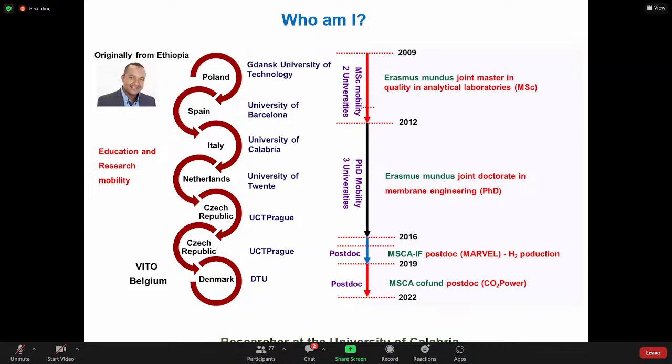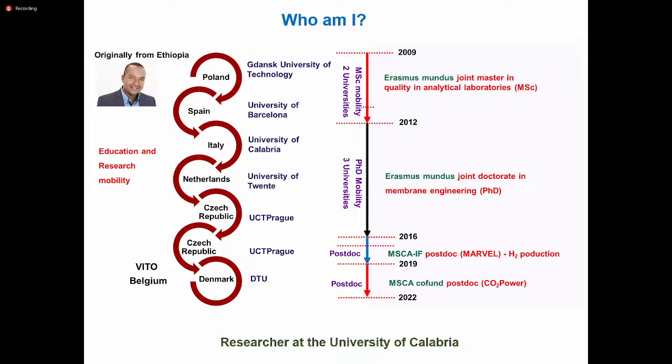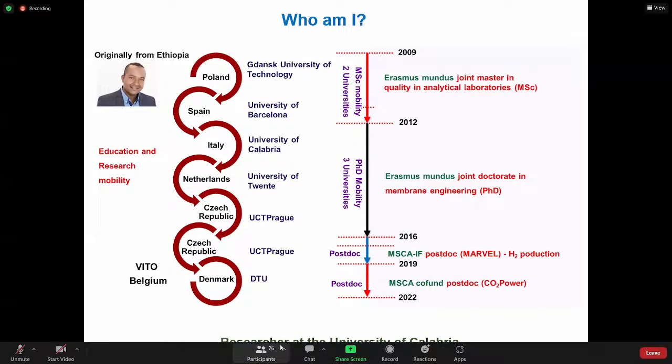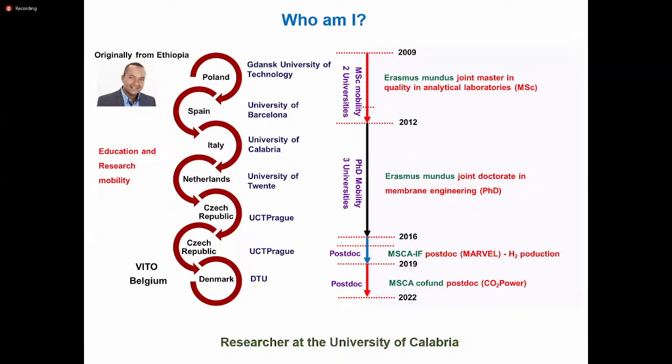So an introduction has been given about me. My background is chemistry and my PhD is chemical engineering, an Erasmus Mundus Doctorate in Membrane Engineering. As you can see, I have traveled in many European countries for research and study purposes. Recently I was in Denmark. Now I moved to Calabria, where I plan also to continue my research.